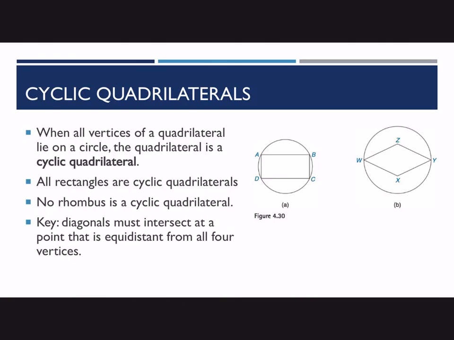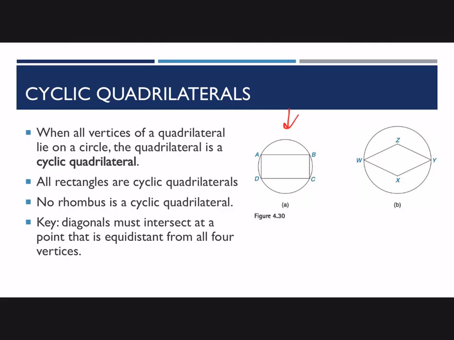Okay, also in this section are cyclic quadrilaterals. So these are ones where all of the vertices of the quadrilateral lie on the circumference of a circle. Okay, so here's an example on the left. This is a rectangle, and all of its vertices are on the circle. Okay, so that would be a cyclic quadrilateral.